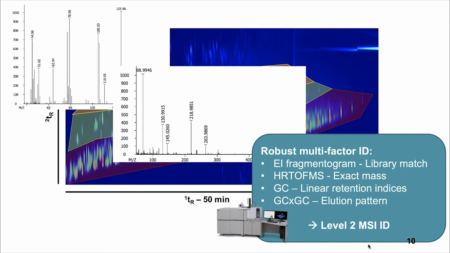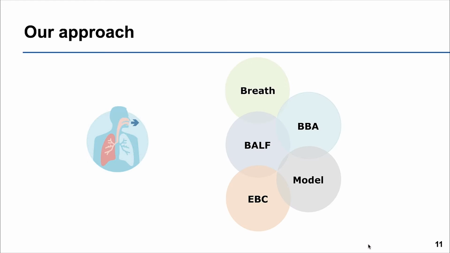We have exact mass to go deeper in the mass spec identification, but we also have chromatographic identification criteria like GC and GC-GC elution pattern. And based on that, if the compound does not have too many isomers, which is usually the case with VOC, we can reach level 2 on the MSI identification level. And from there, you can purchase the standard of the putative candidate and confirm the identity. This is the process that we follow for the breath print study.